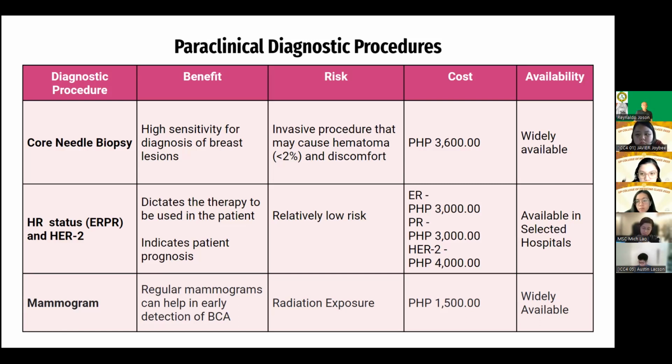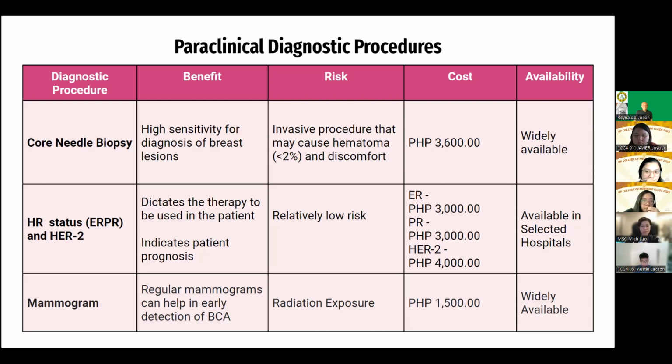So next po, another recommended procedure is the HR or the ERPR status and the HER2 po. So this, after determining whether or not it is a breast malignancy, knowing the HR status and the HER2 status po will dictate the therapy to be used in the patient, and it also indicates to an extent the patient's prognosis. This is a relatively low risk procedure, although it is quite expensive.